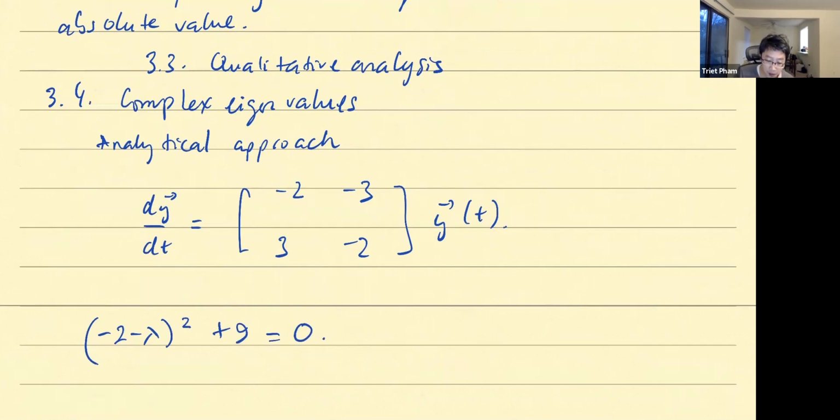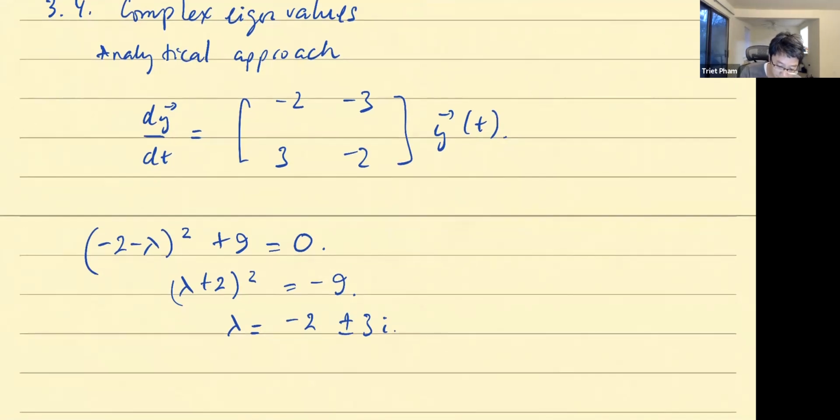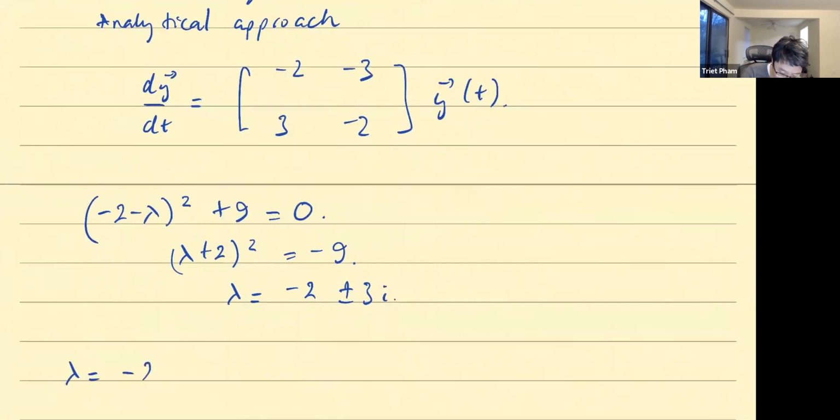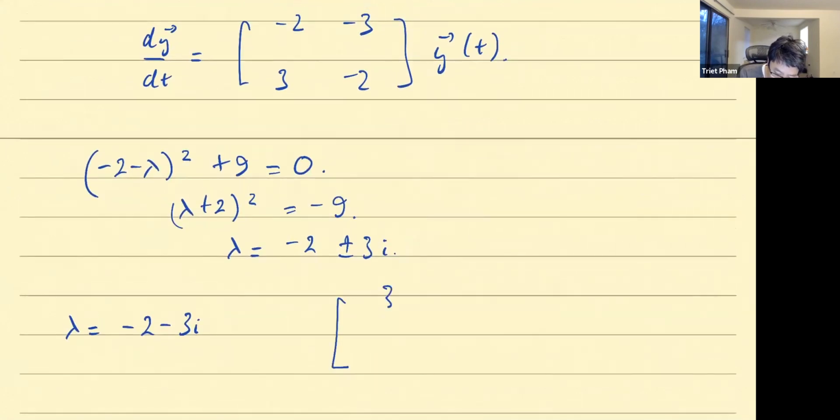So right here you see this says (lambda plus 2) squared is equal to minus 9, or lambda is minus 2 plus or minus 3i. Is that okay? So now plug in lambda equals, let's say, minus 2 minus 3i. Then what we got is 3i, minus 3, 3, minus 3i. No, not minus 3i, plus 3i.